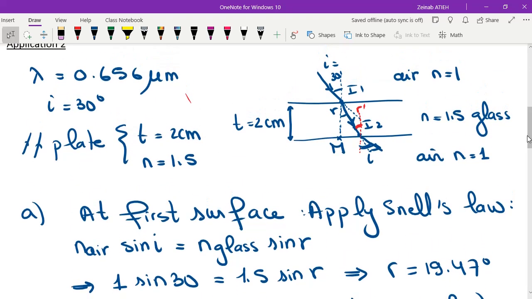Lateral displacement: if you see, since it went in at 30 and came out at 30 from the parallel plate, the light comes out parallel to how it went in. Okay, this only happens if we have air on both sides of the glass. If on one side we have air and on the other another material, it won't come out parallel to the incoming one. So what actually happened to the light? Let me explain what happened.